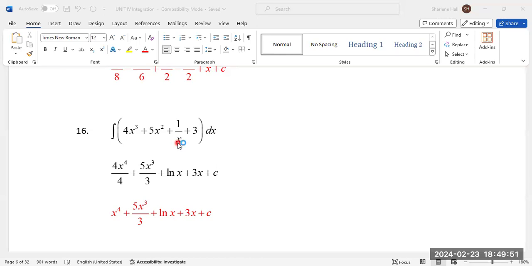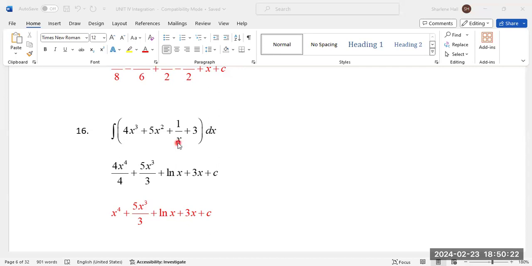1 over x is the same thing as x to the minus 1. And when you add 1 to the power, negative 1 plus 1 gives 0, and we are not allowed to divide by 0. So because of that, x to the negative 1 is a special case.